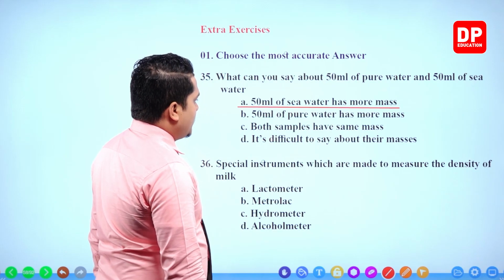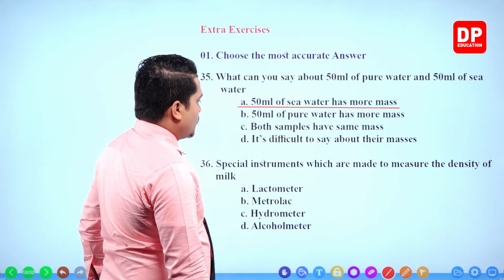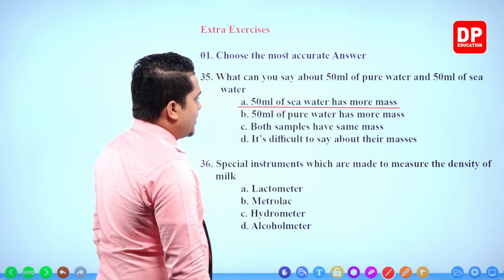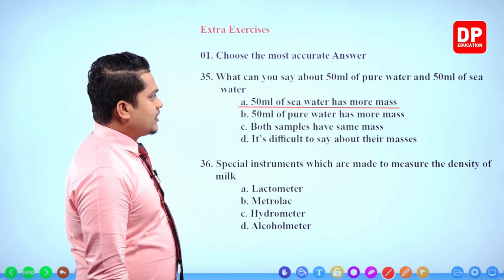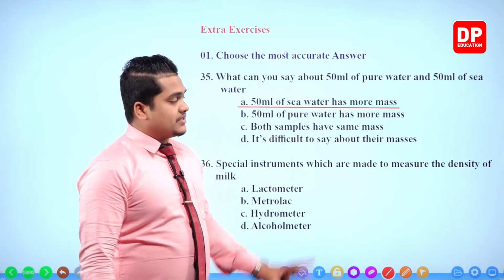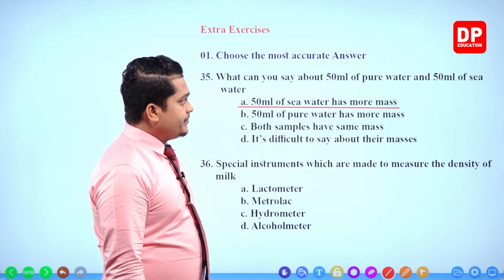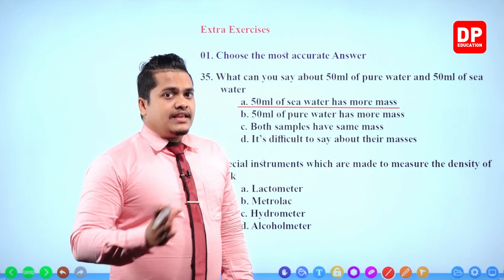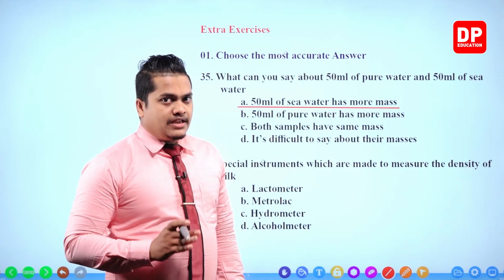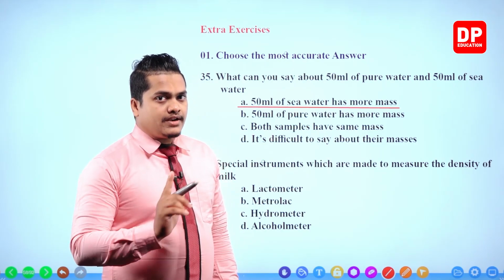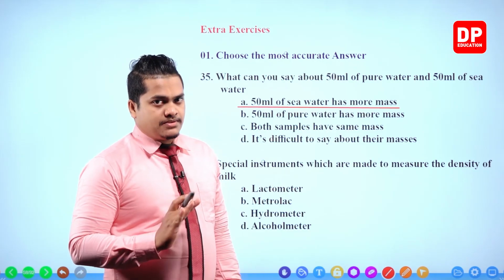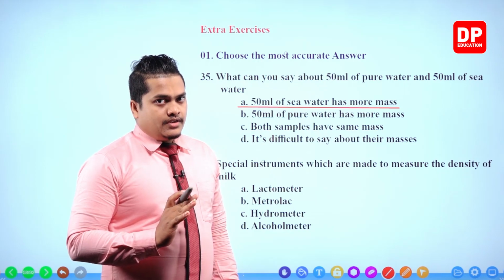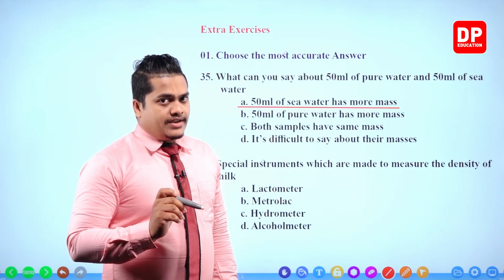It is incorrect. Both samples have the same mass. No. It's difficult to say about their masses. So our correct answer would be 50 milliliters of sea water has more mass, because in the same volume, my dear children, if they have same volumes, definitely one should have a greater mass, or else those should be the same substance. Okay. So that's why we measure the thing called density.